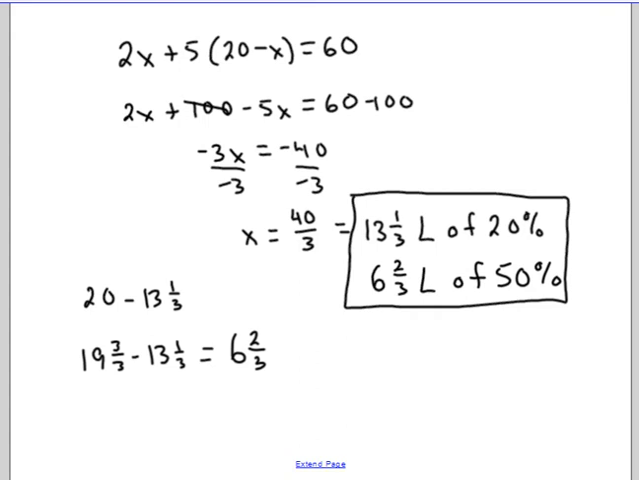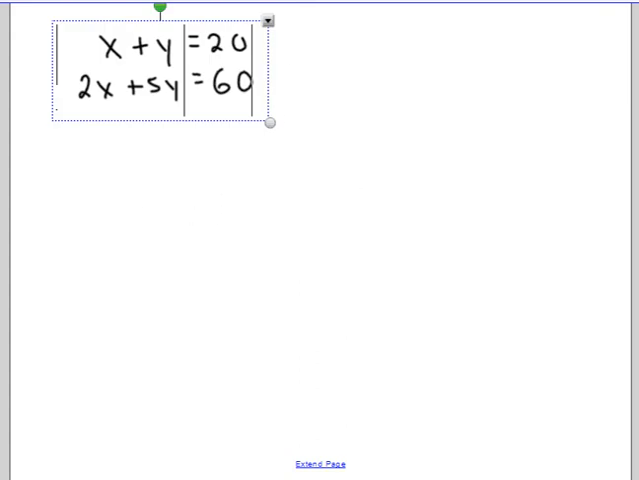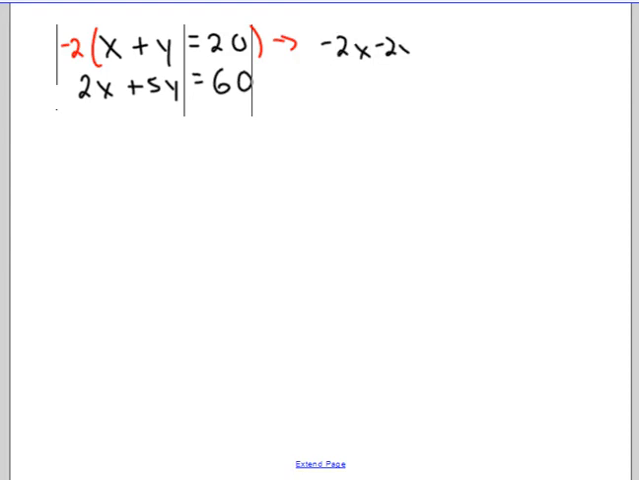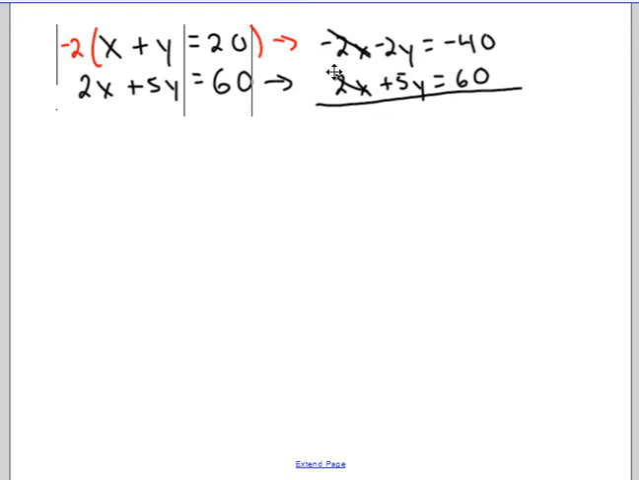Now, we could also do this by elimination, right? If I solve this by elimination, I'm going to eliminate the x's. So I'm going to multiply the top equation by negative 2, and when I do that, I'll get negative 2x minus 2y is negative 40. The reason I multiplied by negative 2 is that in the bottom equation I had positive 2x plus 5y is 60. So now if I add these, the x's are eliminated.